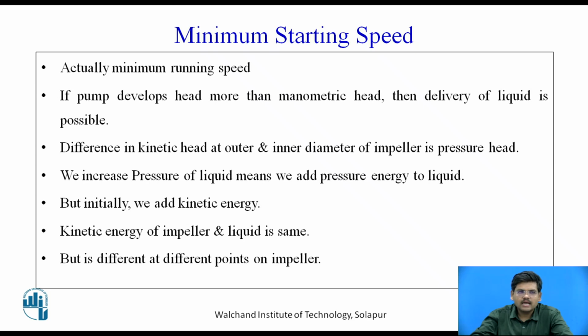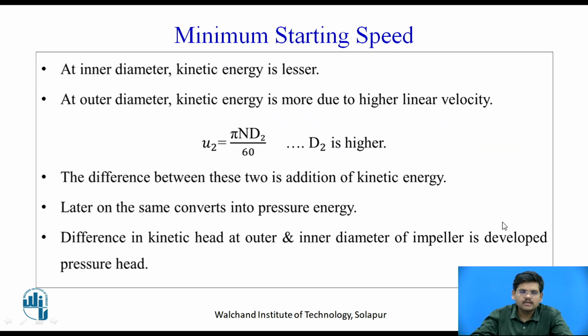The kinetic energy at a point on the circumference of the impeller will be different as compared to the point at the center of the impeller. As I mentioned, at the inner diameter, kinetic energy is lesser. The velocity at inner can be written as U1 is equal to pi N D1 upon 60. At the outer diameter, the kinetic energy is more due to higher linear velocity. At the end of the impeller, it can be written as U2 is equal to pi N D2 upon 60, as D2 is larger.